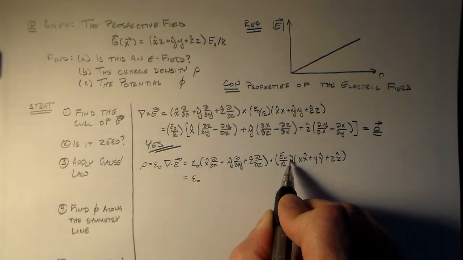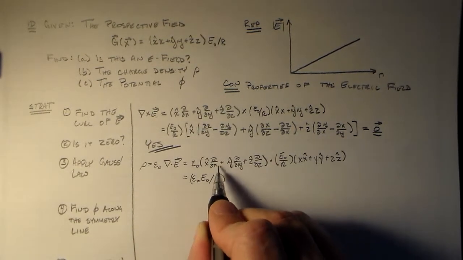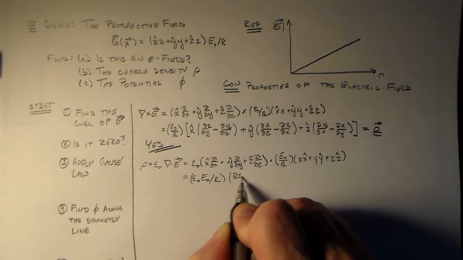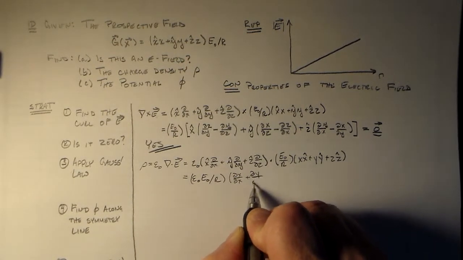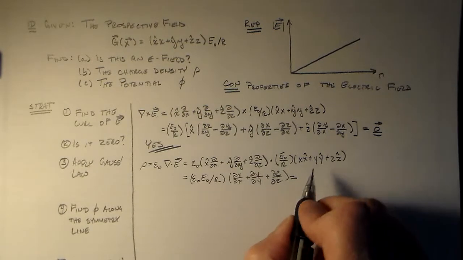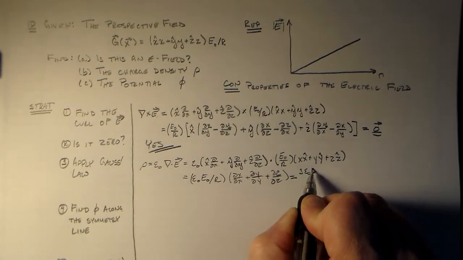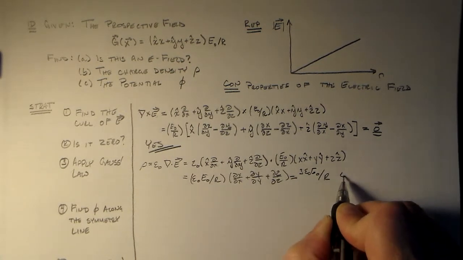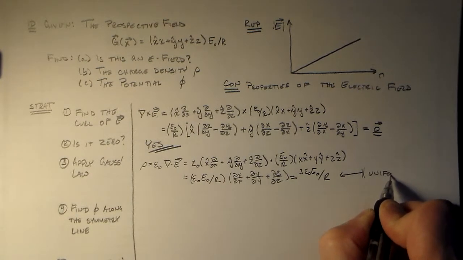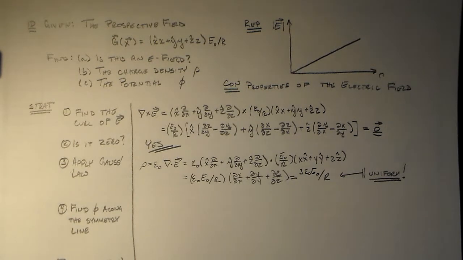So anyways, we can pull out the epsilon naught E naught over R, right? The x components, so we have dx/dx plus dy/dy plus dz/dz. So that's 1, 1, and 1. So our charge distribution ends up being 3 epsilon naught E naught over R, which is a uniform charge distribution. So this is uniform. Okay, so we just have a uniform charge distribution in all of space. And that's what gives us this field.